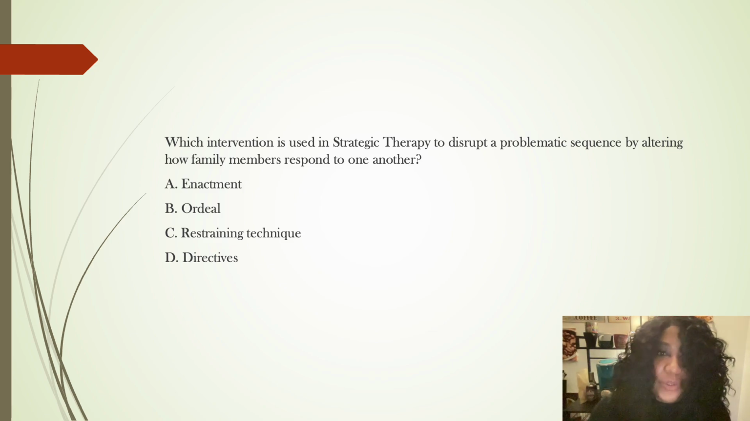Alrighty. Which intervention is used in strategic therapy to disrupt a problematic sequence by altering how family members respond to one another? I remember this question being in the group this week, and so many people viewed it differently. Go back and look at this question. It's a strategic therapy question. Which intervention, so we're looking for an intervention. All of these are interventions, and it's hard, but if you know what each of the interventions means, it'll be easier to find the answer. Which intervention is used to disrupt a problematic sequence by altering how the family members respond to one another?